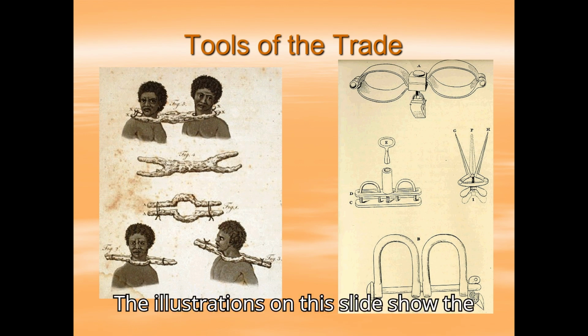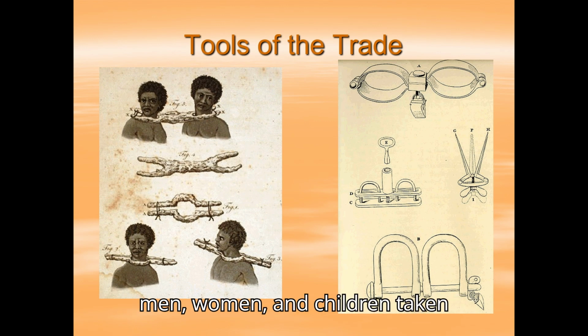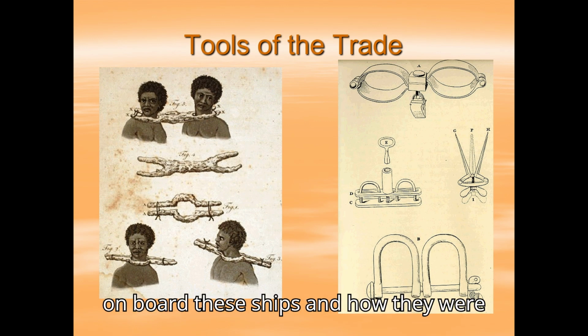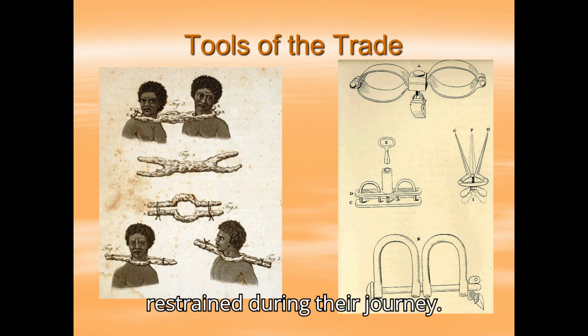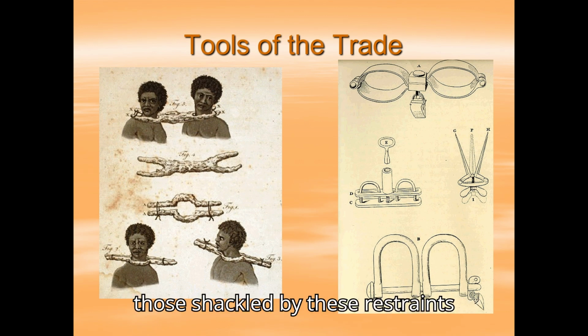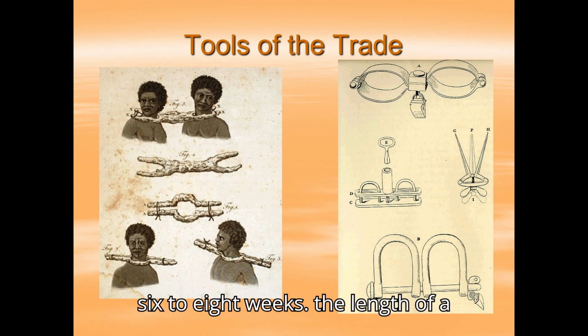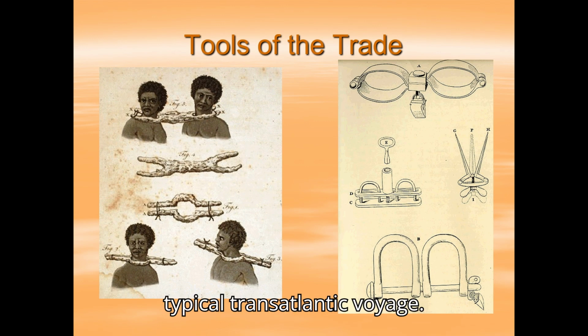The illustrations on this slide show the implements that were used to bind the men, women, and children taken on board these ships and how they were restrained during their journey. Aside from brief respites during the day, those shackled by these restraints remained confined by them for 6 to 8 weeks, the length of a typical transatlantic voyage.